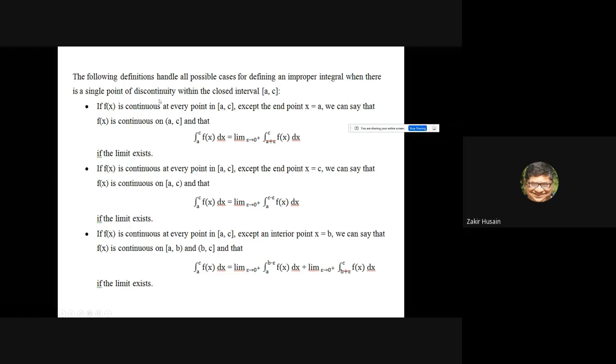Okay. And finally, this is the case when you have a single point of discontinuity within the closed interval a to c. So if f(x) is continuous at every point a to c except at the end point. See, the discontinuity can occur at 3 points, either at the starting point, at the end point, or in the middle. So if it occurs at the end point, then so that means it's at a starting point. Okay, sorry. The end point.